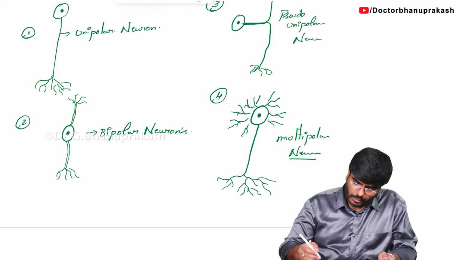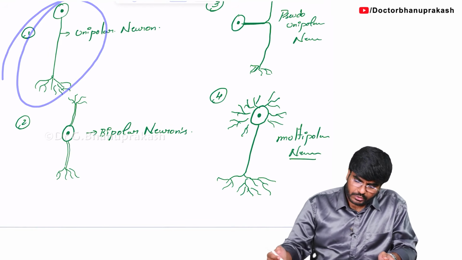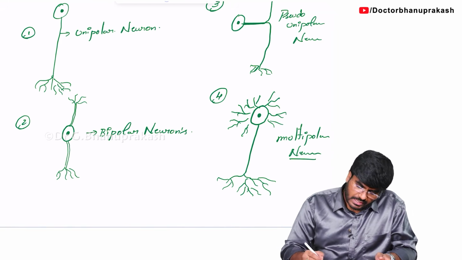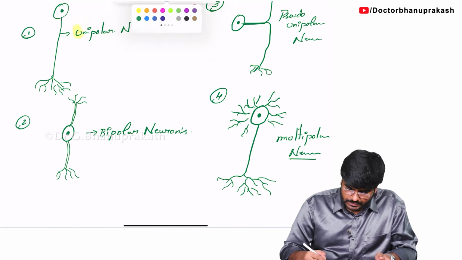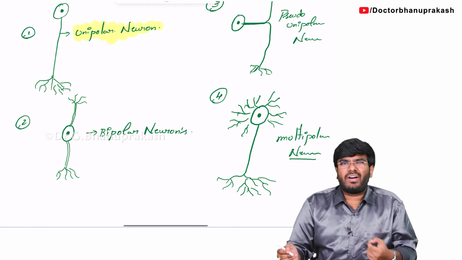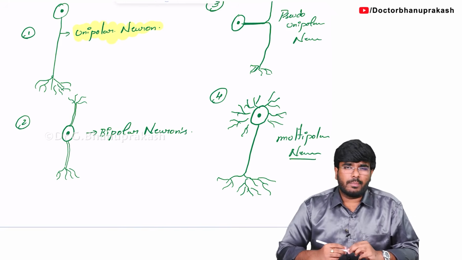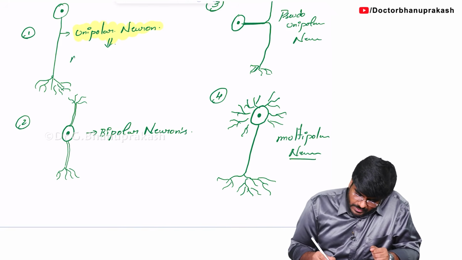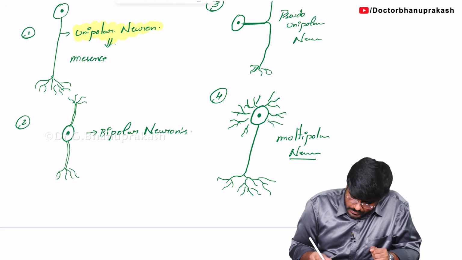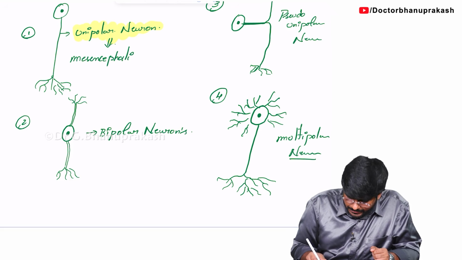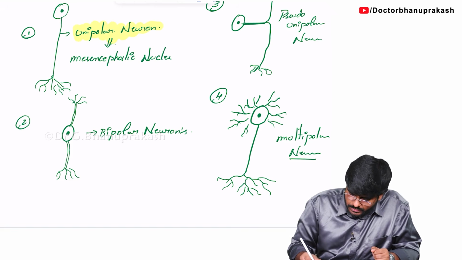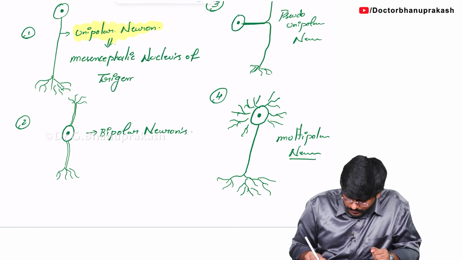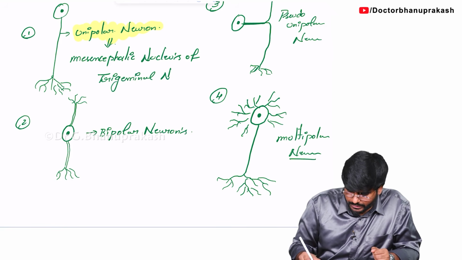So how are the questions going to come up in your exam? Where do you see such unipolar neurons in our body? Actually, unipolar neurons are not present in humans, but if you have to pick one place where unipolar neurons might be present, the best answer will be the mesencephalic nucleus of the trigeminal nerve.